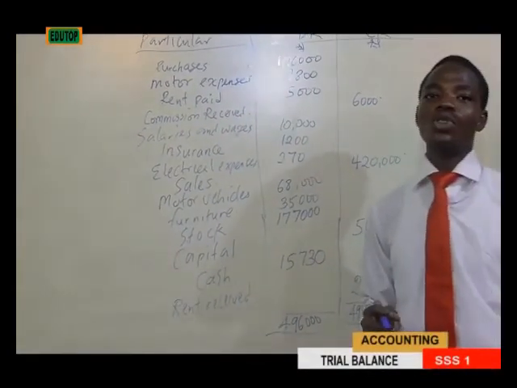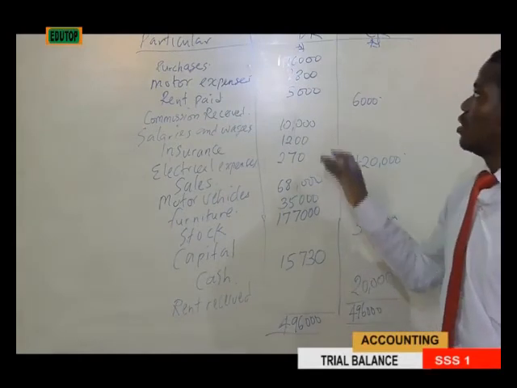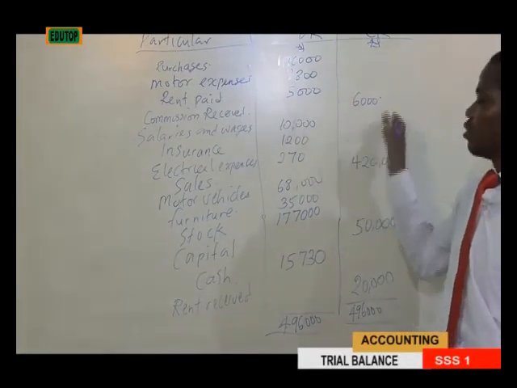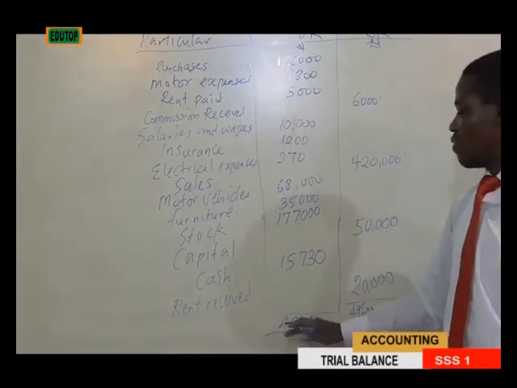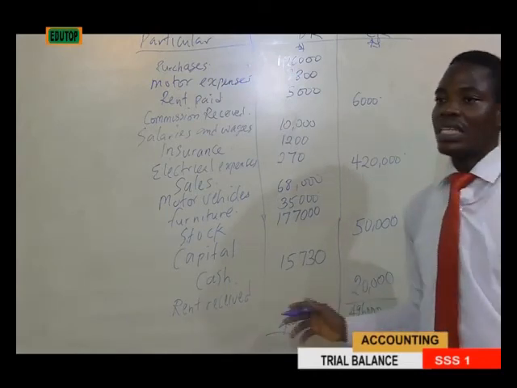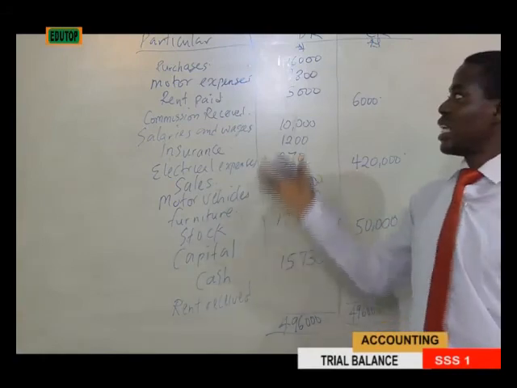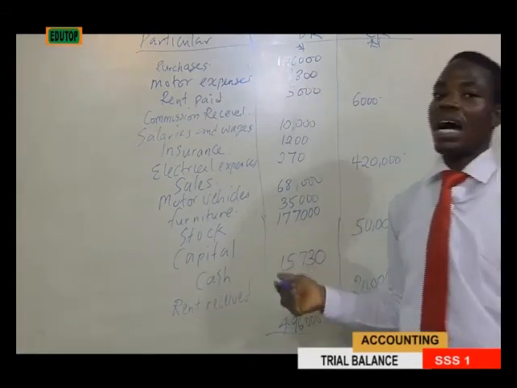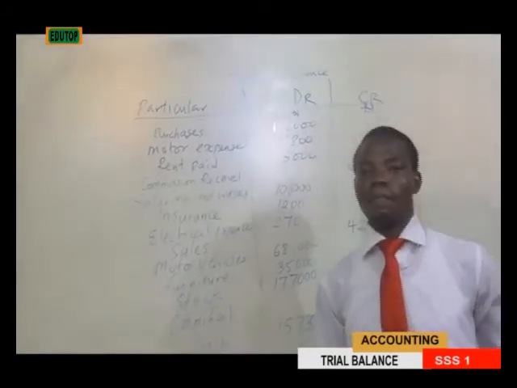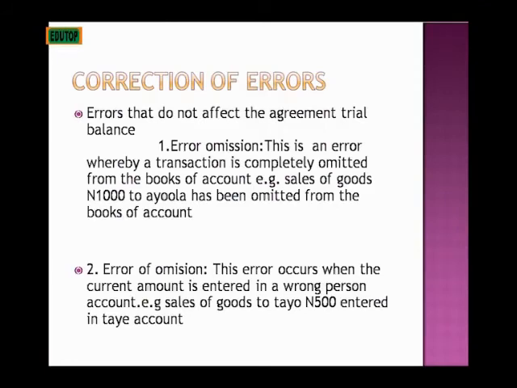But mind you, if the figure on the debit side and credit side does not have the same exact amount, that means there is an error somewhere. That is the way we prepare trial balance. We'll be going to what we call correction of error. What brings about correction of error? Why did correction of error emerge?